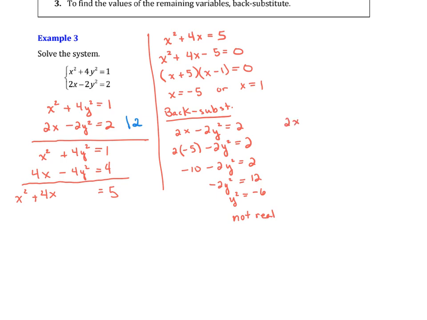Now let's look at the other option. 2x minus 2y squared equals 2. Let's let x equal 1. 2 times 1 minus 2y squared equals 2 would be 2 minus 2y squared equals 2. Subtract 2 from both sides. Divide by negative 2. And so y would equal 0. Notice we don't have to worry about the plus or minus there because plus or minus 0 is just 0. So our only solution is 1, comma 0.